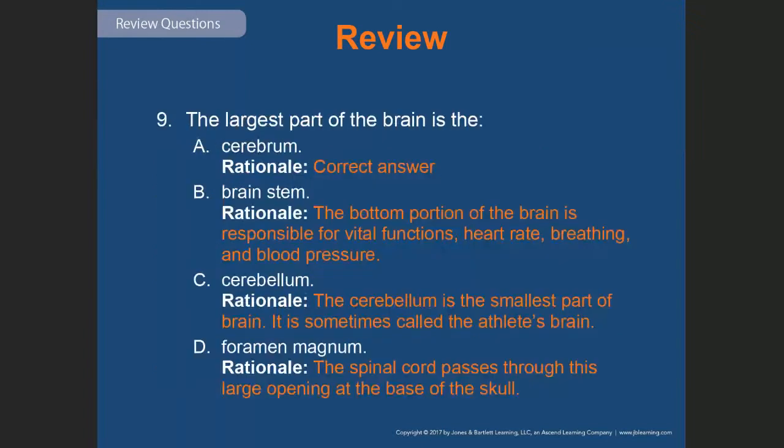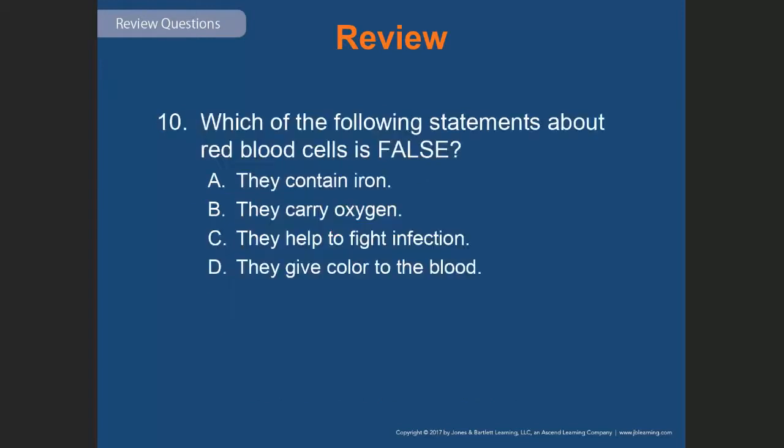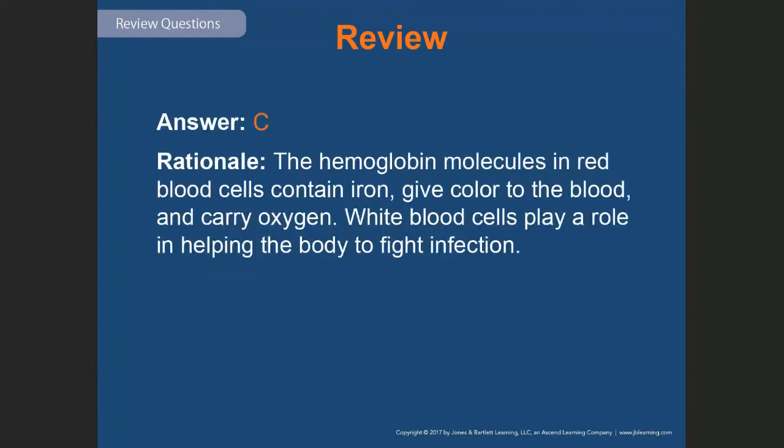All right, number 10. Which of the following statements about red blood cells is false? All right, seeing a lot of C's, so that would be appropriate. All right, that would be correct. All right, not bad. Not bad at all.